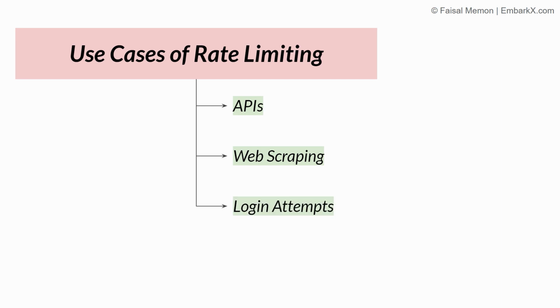Login attempts. To prevent brute force attacks, websites often limit the number of login attempts from a single IP address. You must have seen the message that the maximum number of login attempts was exceeded and to retry after 5 minutes. That is rate limiting in action. If there are too many failed login attempts from a single IP, a website might block requests from that IP for a certain period of time. This is to secure the website and your account. So these are some of the use cases of rate limiting.